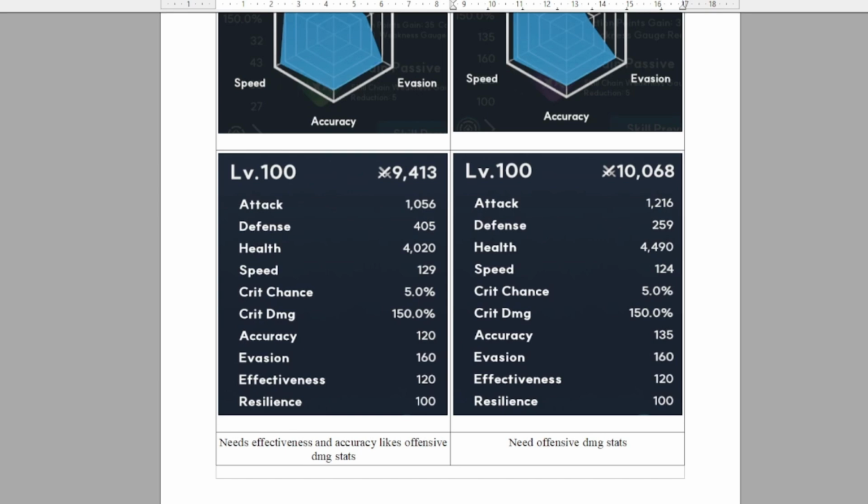They are pure damage dealers, they don't need evasion, they don't need effectiveness, they don't need resilience. Some may use effectiveness, but all they are focusing on is dealing damage, okay? So crit chance, crit damage, attack, speed are the most important ones.